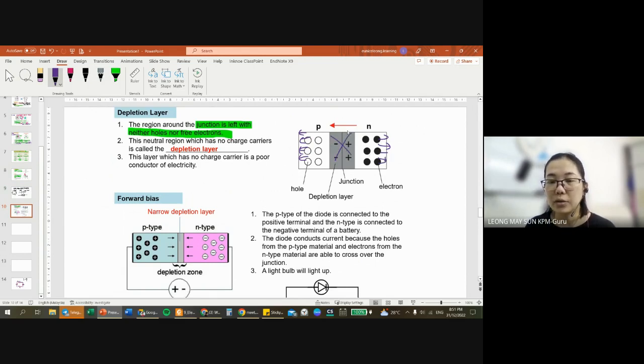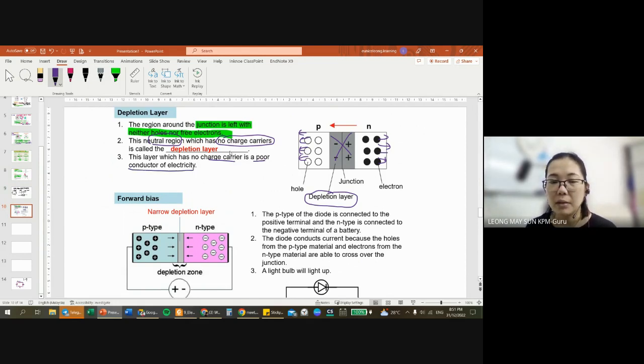When no electrons jump through the junction, it becomes a depletion layer, a neutral region with no charge carriers, which means in the middle here, the atoms are still there. It's just that there are no charge carriers. There are no free electrons. There are no holes. So this depletion layer has no charge carriers and is a poor conductor of electricity.